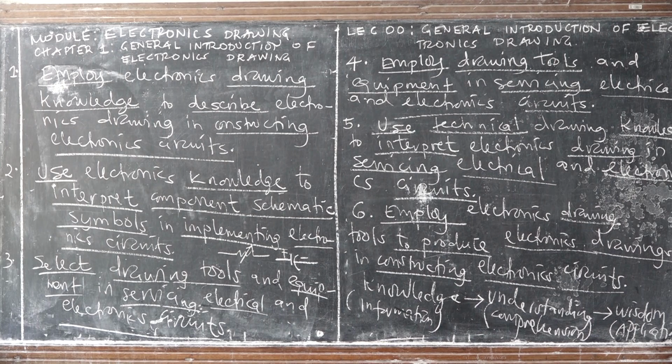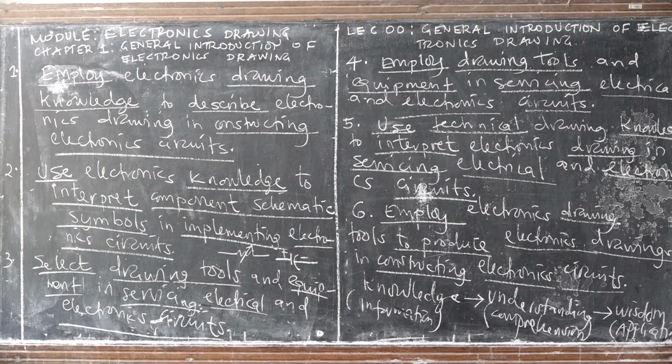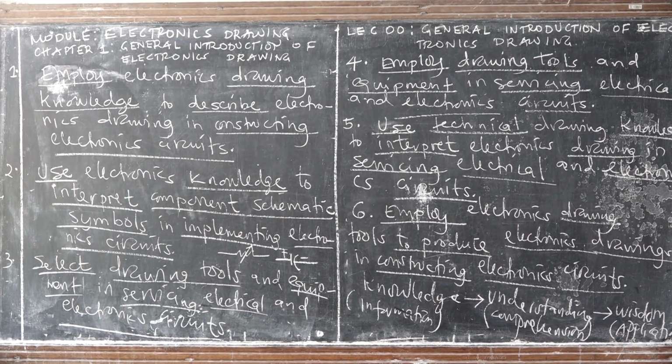The sub-enabling outcomes are there on the blackboard. You are not pronouncing. The fifth one? Use technical drawing knowledge to interpret electronics drawing in servicing electrical and electronic circuits. The sixth one? Electronics drawing tools to produce electronics drawing in constructing electronic circuits.